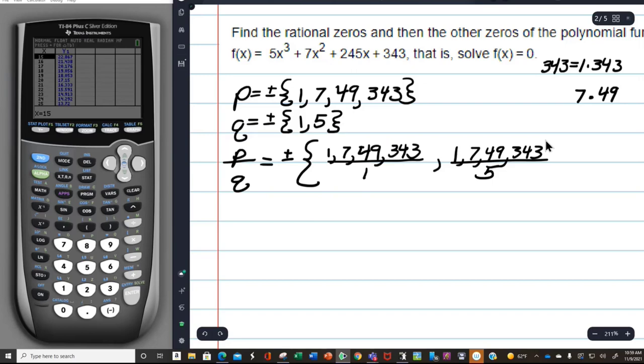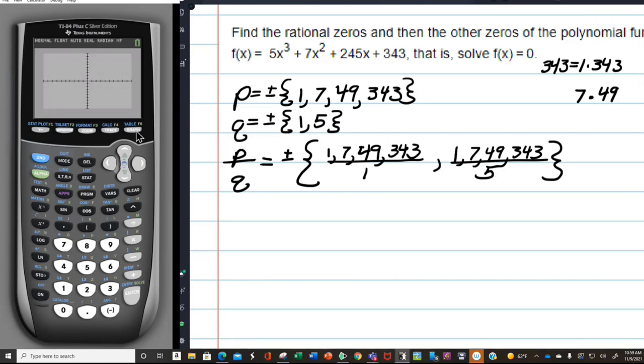Now, I have an idea here. Namely, let's go back to the graph. Oh, that's right, I got rid of it. Okay, so back to this. 5x to the third plus 7x squared plus 245x plus 343. There, look at that. Now that's between negative 1 and negative 2.